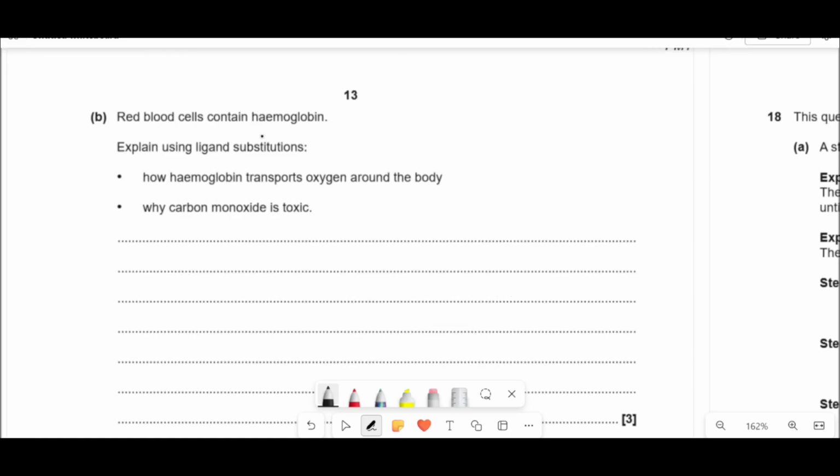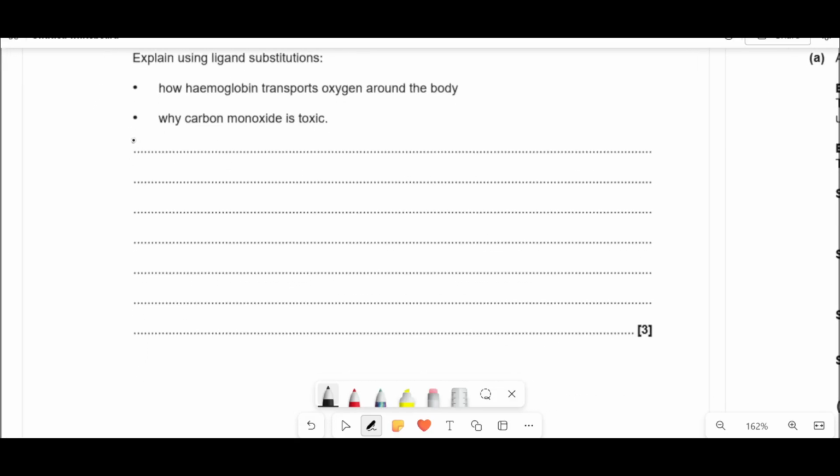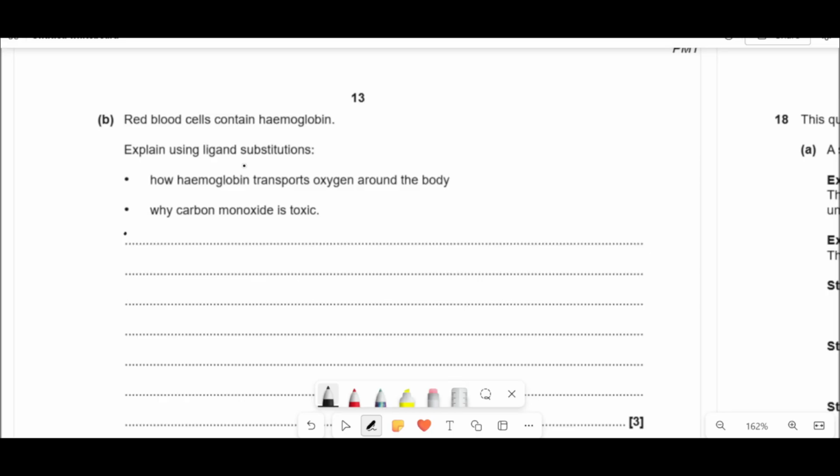There you go. It says red blood cells contain hemoglobin. Explain using ligand substitutions how hemoglobin transports oxygen around the body, and then why carbon monoxide is toxic. If it's taking oxygen around the body, and it's to do with ligand substitutions, the question is telling you that oxygen must be acting as a ligand. So oxygen bonds coordinately, because ligands act via coordinate or dative bonds, to the metal in the hemoglobin, which is Fe2+. It forms dative covalent coordinate bonds.